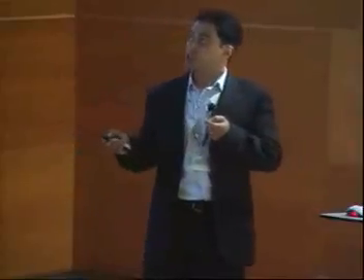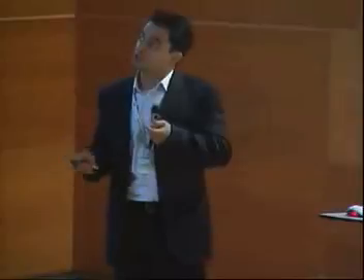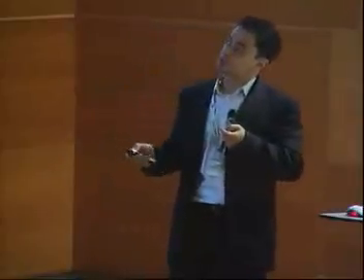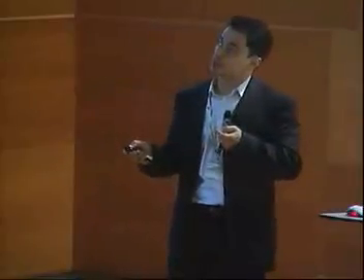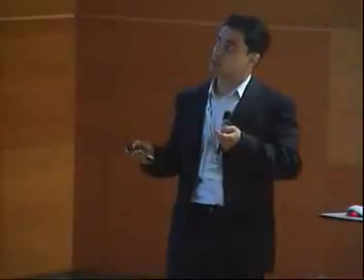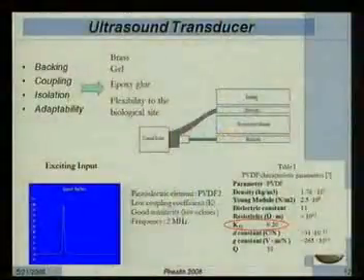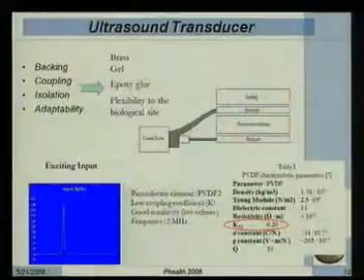The scheme of the transducer is represented here. We have the piezoelectric element comprised between two layers of electrodes. These two electrodes are connected to a coaxial probe, and then we use the backing layer in order to maximize the sensitivity and the bandwidth of the transducer.